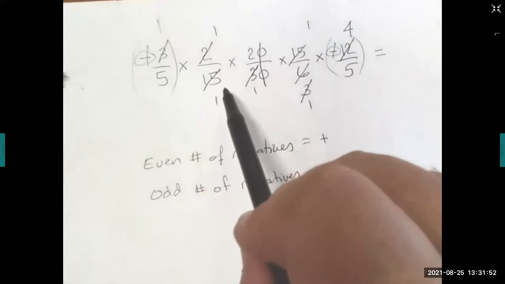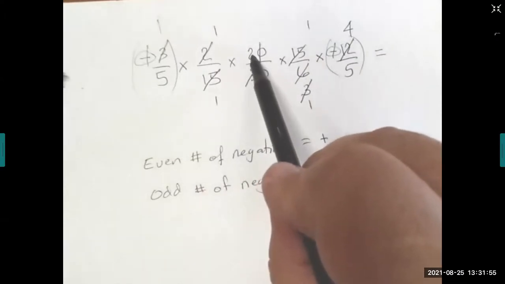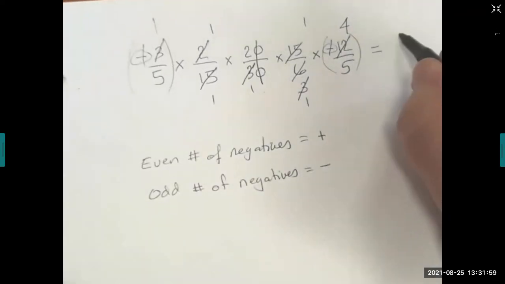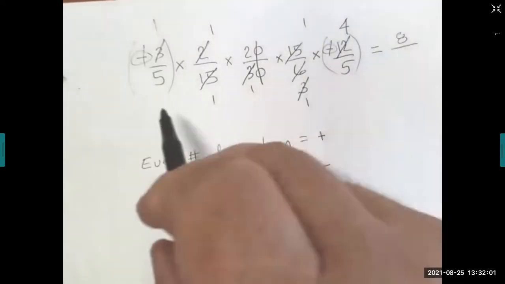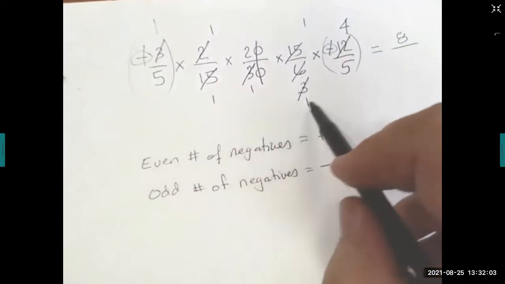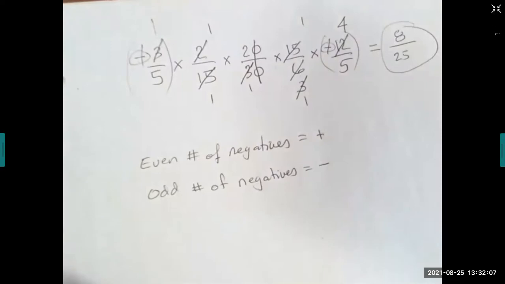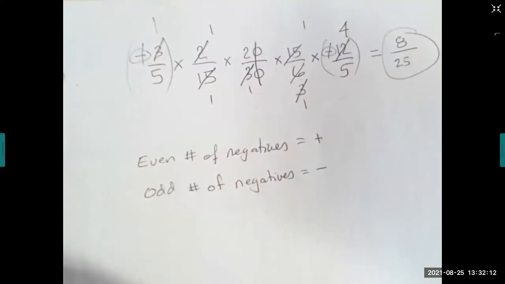So what do we have left? So 2 times 4 is, and then 5 times 1 times 5 is, and we can't cancel any further, so we're done. Okay, that's a lot easier doing it that way.